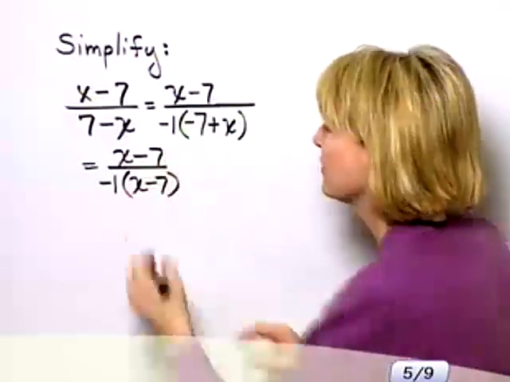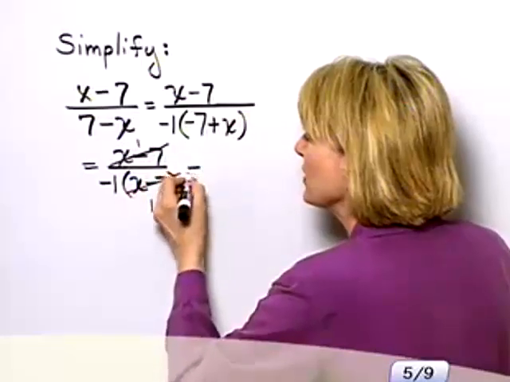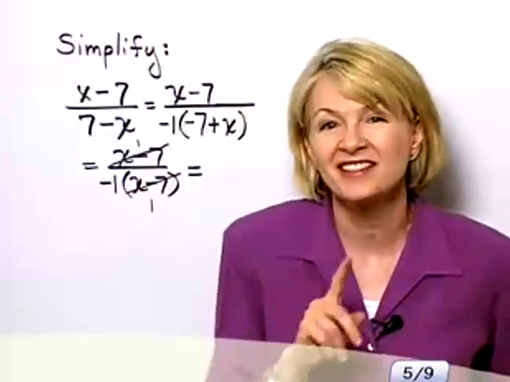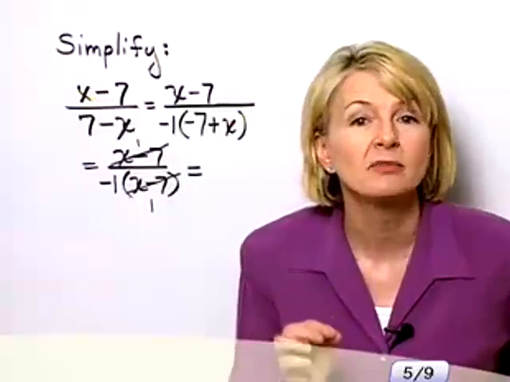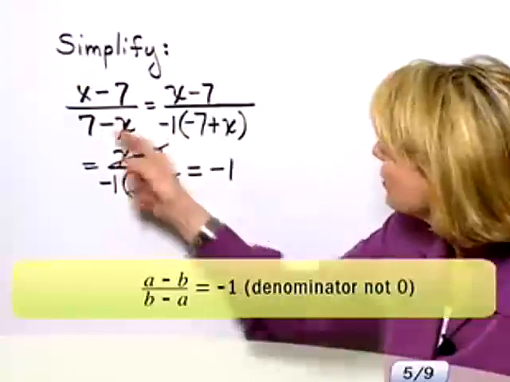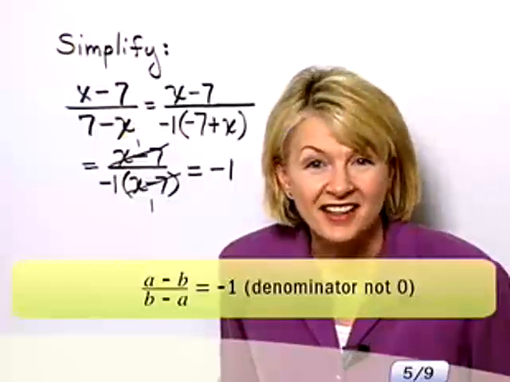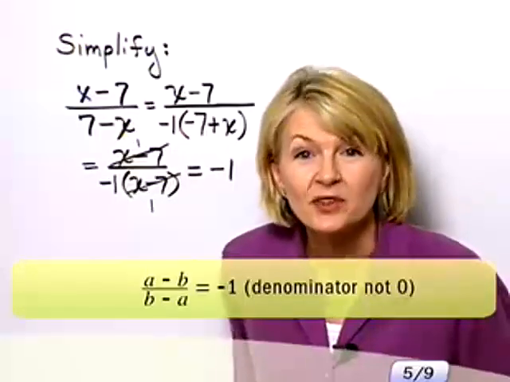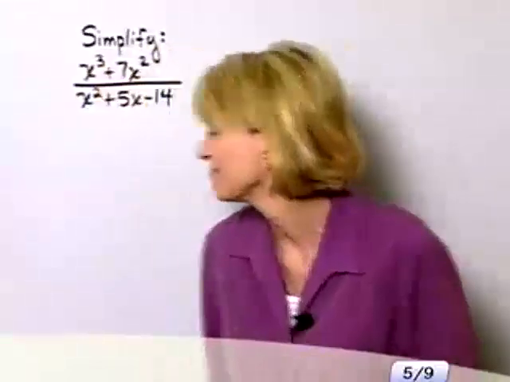Now these factors are exactly the same. This does simplify, but it doesn't simplify to 1. What does it simplify to? It simplifies to negative 1. So be careful with this. Make sure you are aware of this and study it, and we will continue to simplify rational expressions.